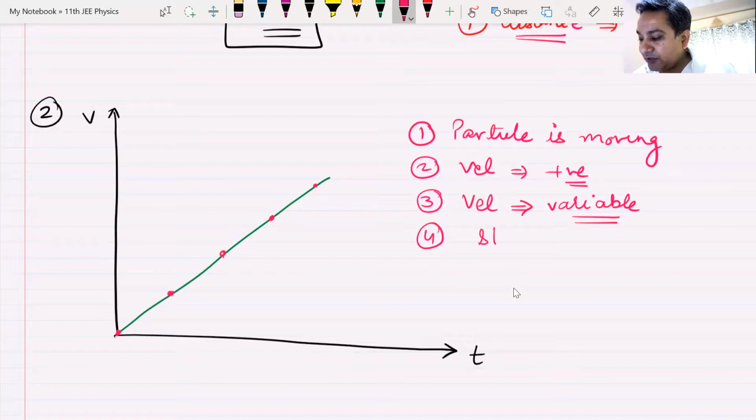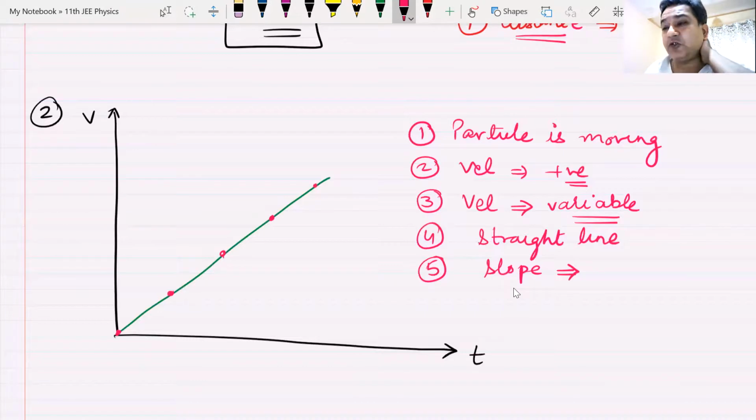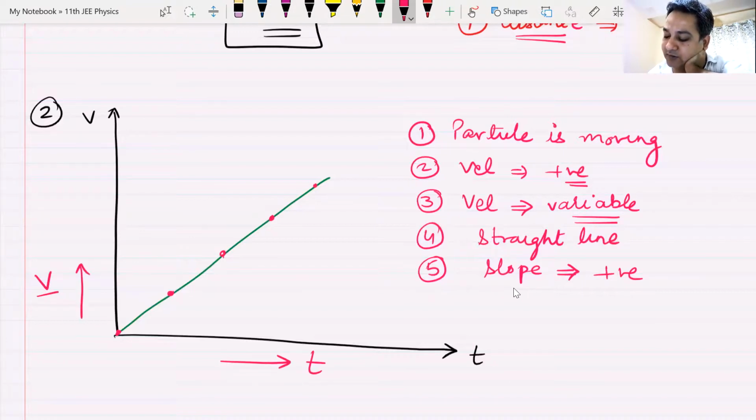This graph is a straight line graph. What about the slope of this graph? Positive, negative, or zero? Positive. Why is it positive? When time increases, velocity also increases. Am I clear? Slope is positive. Am I clear?